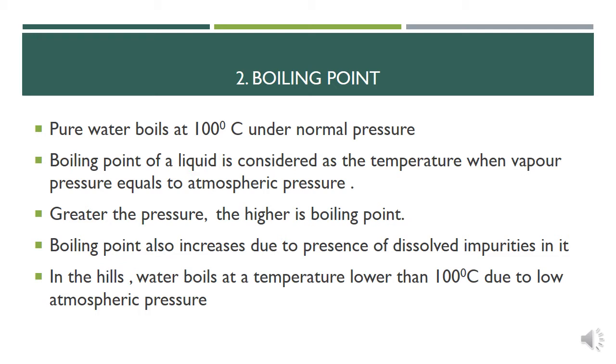And when we boil water, the vapor pressure of the liquid at a lower temperature becomes equal to atmospheric pressure. So we have observed the boiling point of water to be less than 100 degrees centigrade in the hills.